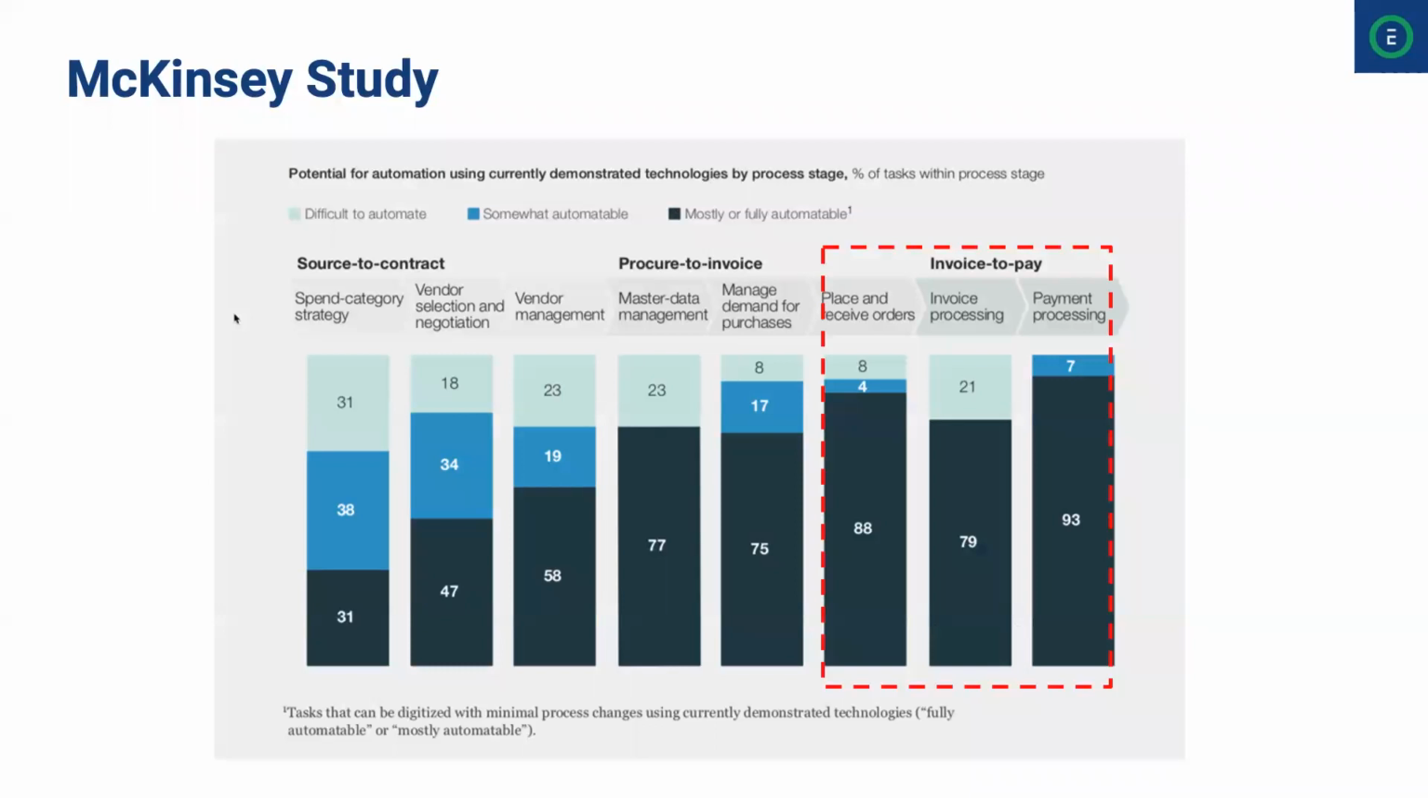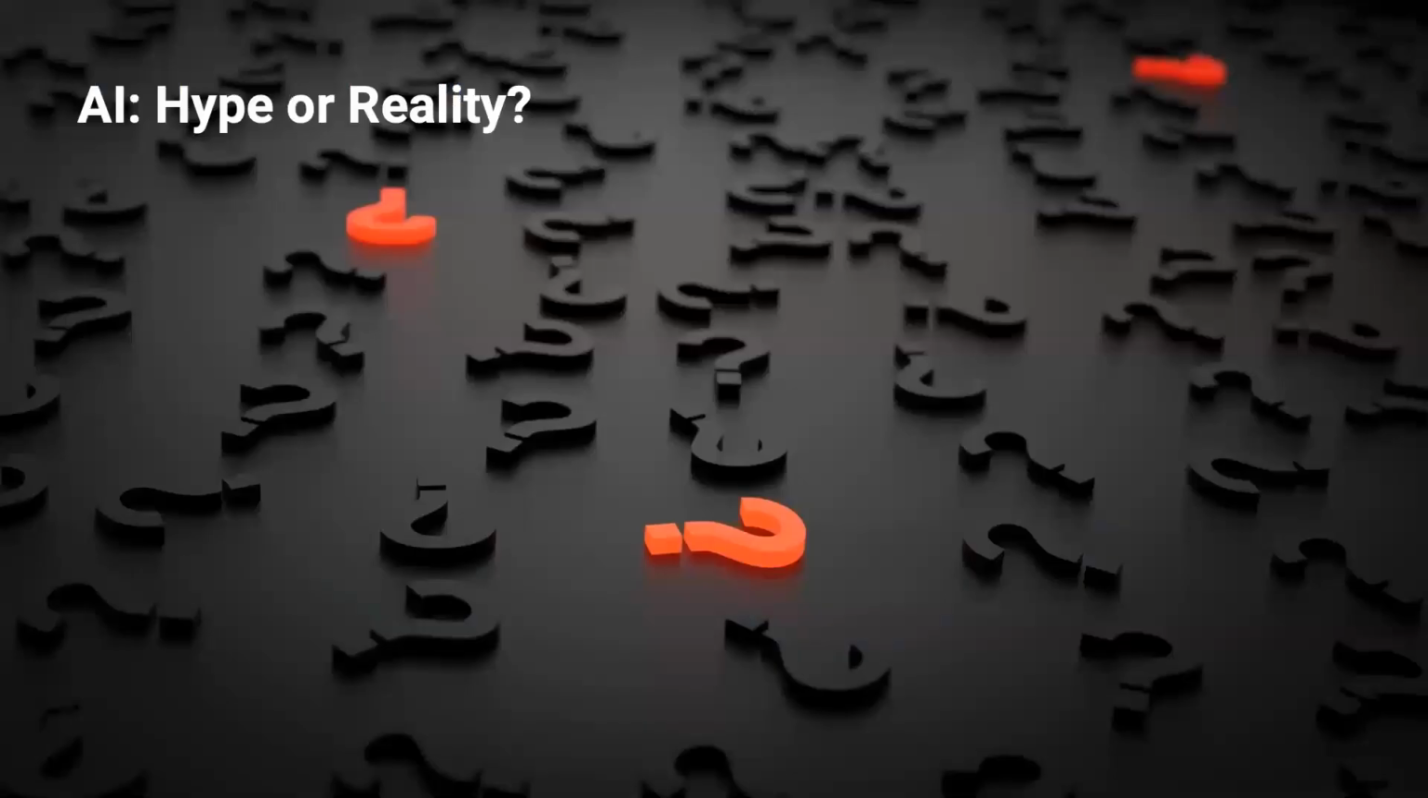I love to pull out these studies. I thought this was pretty interesting. McKinsey did a deep study on the source to pay process and points out that the invoice to pay area has the highest potential for complete automation. How will we do that? With AI. So that's great, right?